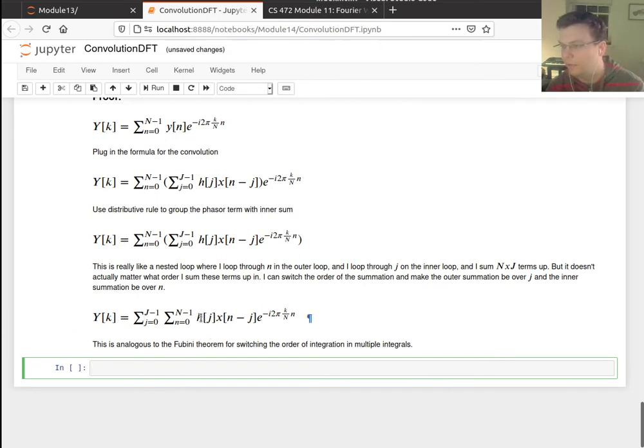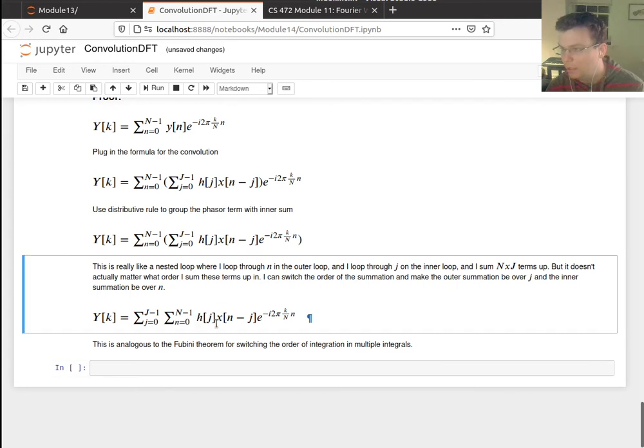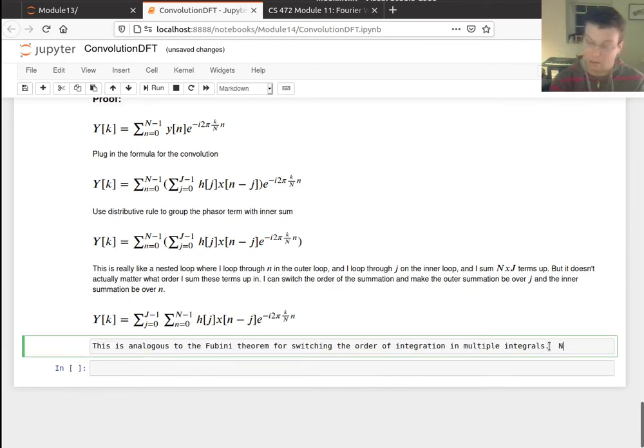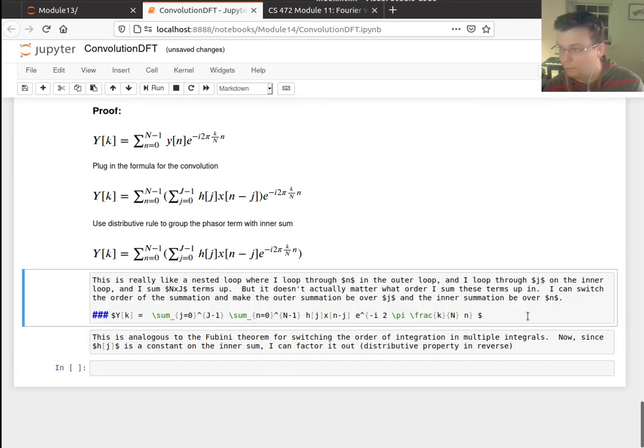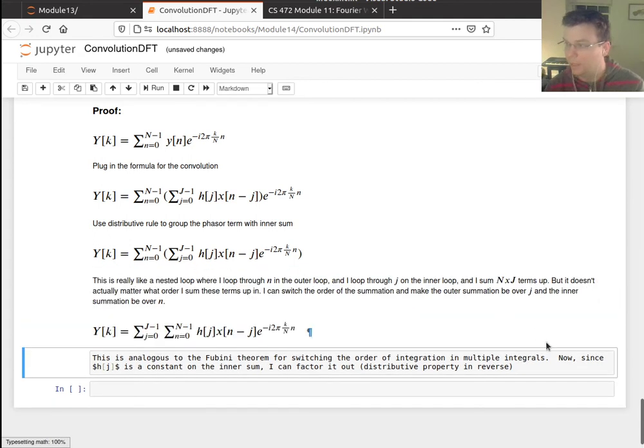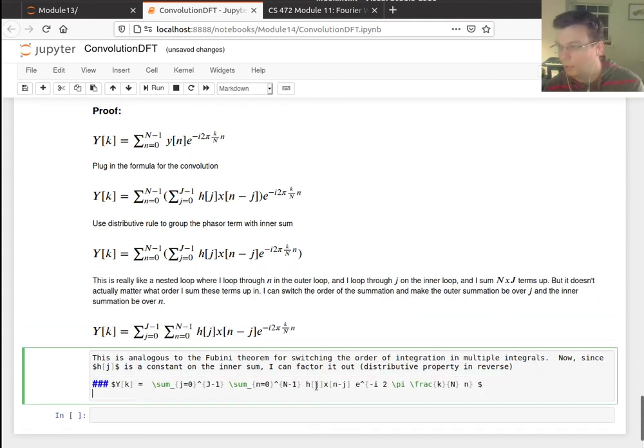Now what I can see is that this h of n doesn't depend on the inner sum. This h of j is a constant over all the n on the inner sum, so I can factor it out. It's like the distributive property in reverse. So what I can do is just write this as, taking that h out and putting it here, that's all I did.